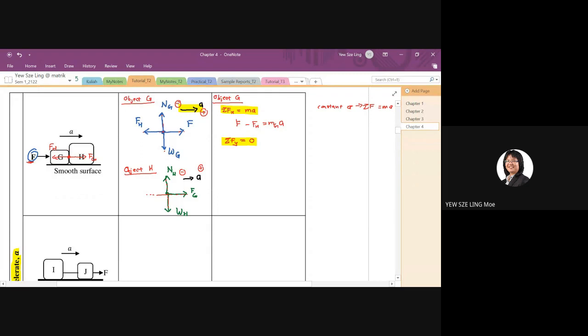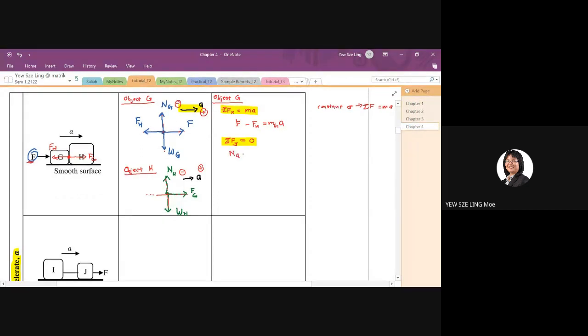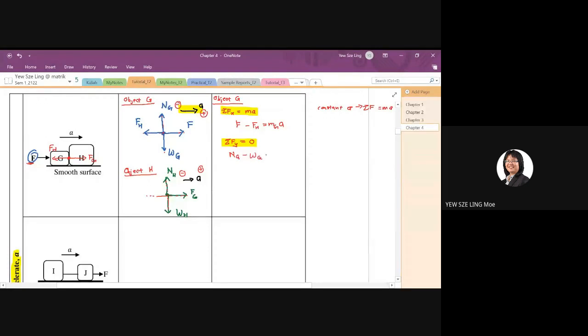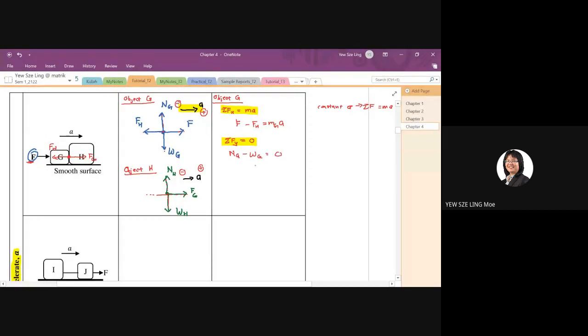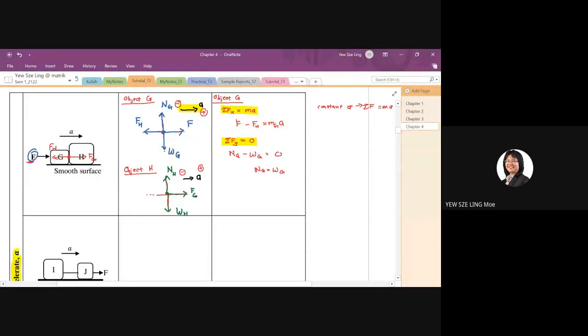So expand the Y component. So now I have NG minus WG equals 0. Okay, therefore, NG equals WG. That is for object G. Okay, that is for object G.